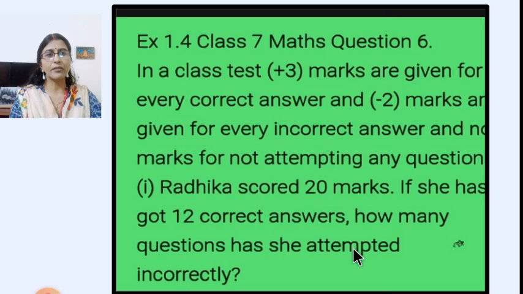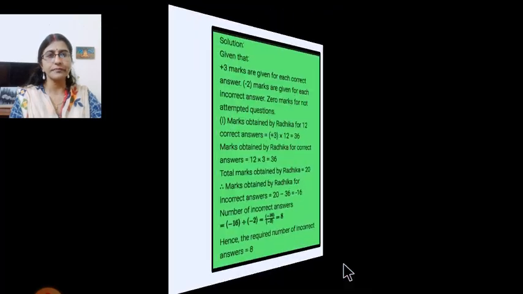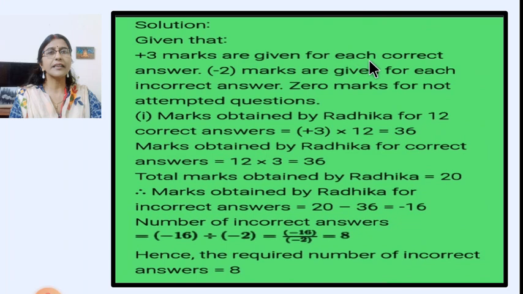So let us first write down what is given in the question. Plus 3 marks are given for each correct answer, minus 2 marks are given for each incorrect answer, and 0 marks for a not attempted question. Now marks obtained by Radhika for 12 correct answers is plus 3 into 12, that is 36, because for every correct answer she is scoring 3 points. But she got how much? She got 20. That means she did not score 36, so she has got some answers wrong.